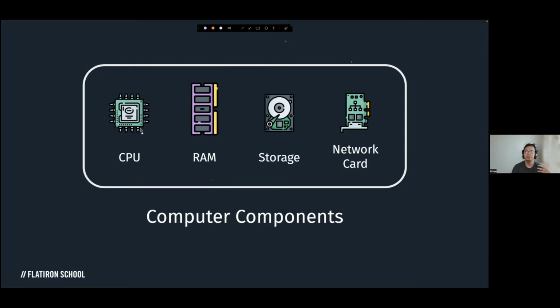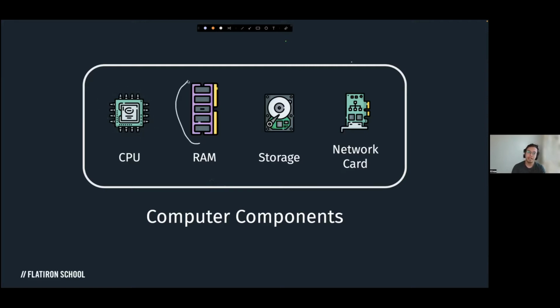The CPU is where the computer does its processing or calculations. Anytime you ask the computer to compute something, for example, if you ask it to do some addition, the actual processing and the calculations happen in this component, the CPU, or the central processing unit.